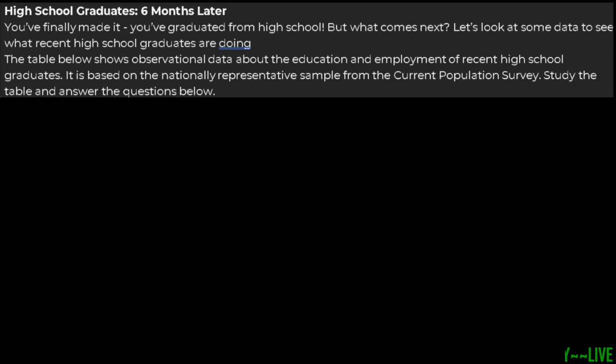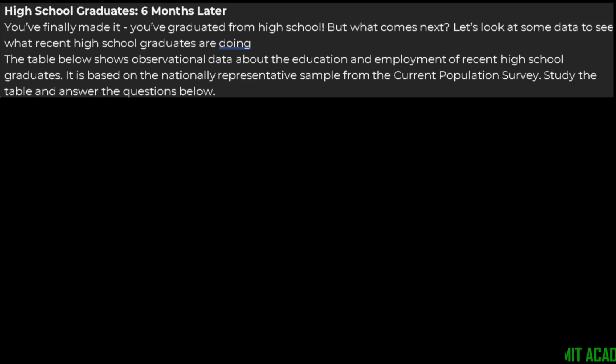Then for the next part, it says high school graduate 6 months later. So you finally made it. You've graduated from high school. But what comes next? Let's look at some data to see what recent high school graduates are doing. The table below shows observational data about the education and employment of recent high school graduates. It is based on a nationally representative sample from the current population survey. Study the table and answer the questions below.